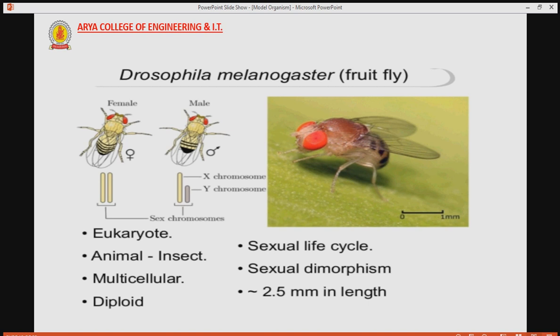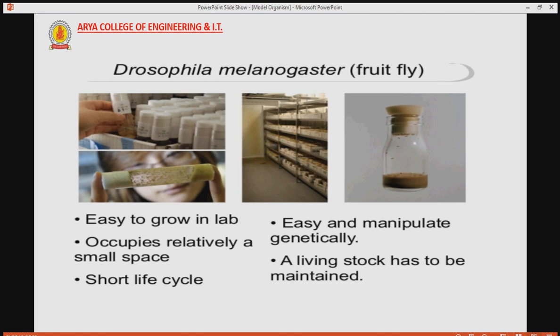Next is the fruit fly. It plays a very vital role in scientific research and in genetics also. Its name is Drosophila melanogaster. It is a fruit fly, eukaryotic, belongs to the animal kingdom, an insect. It is multicellular, with sexual reproduction. It lays a number of eggs. It can be grown easily and survive in labs. It requires very little space. Its life cycle is also short. Genes can be easily manipulated.